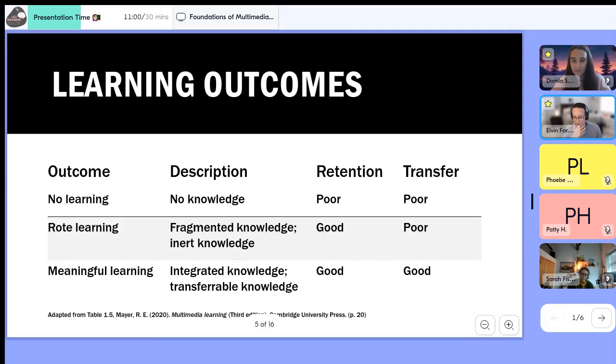So we talk about learning, and I call this learning outcomes, and this is from a table in his book, but there's really three things, right? So obviously you can have no learning. You don't learn anything. And so your retention and your transfer are poor. Let me clarify these terms. Retention is sort of those easier metrics, right? What do you remember? What can you recall? If you use Bloom's taxonomy, you're talking about remembering, right? That's great, but transfer is what we care about.